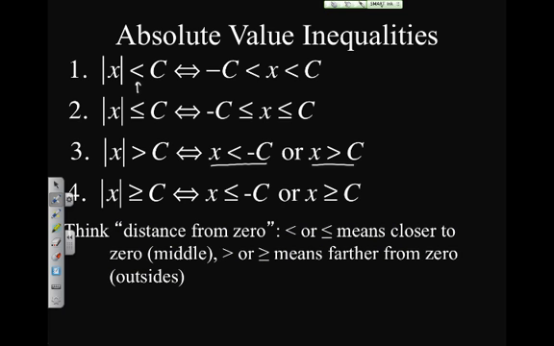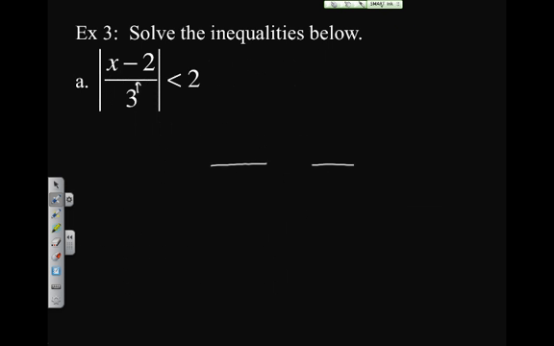So again, we think distance from 0. A less than or a less than or equal to is going to mean that it's closer to 0, so we're dealing with the middle of our number line, whereas greater than or equal to is going to mean farther from 0, and that's dealing with the outsides of our number line.